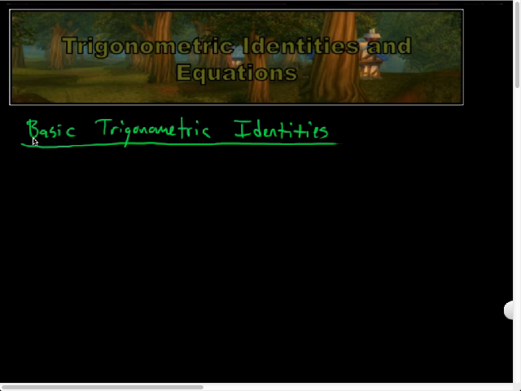Let's start with basic trigonometric identities. The word basic is merely there to make you feel more calm about mathematics that's going to be crammed into your brain. So let's start with some vocabulary first. What does identity mean?